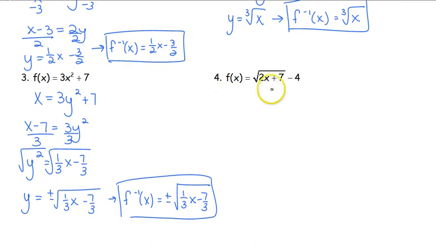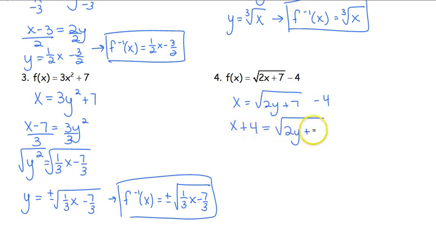Alright, number 4, again, first thing, switch out that x and y. So we've got x equals the square root of 2y plus 7 minus 4. We want to solve for that y, so we move the 4 over by adding that to both sides. Now we have the square root. We want to undo that so that we can get to the y. The opposite of taking the square root is squaring both sides. We do not have a plus or minus here. It's only if we were squaring, not if we were square rooting, because that square root has to yield a positive answer. So we square both sides.